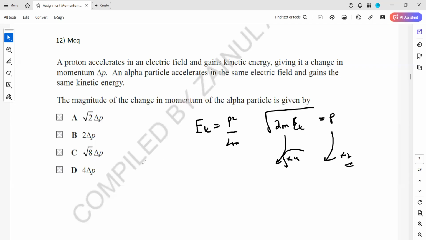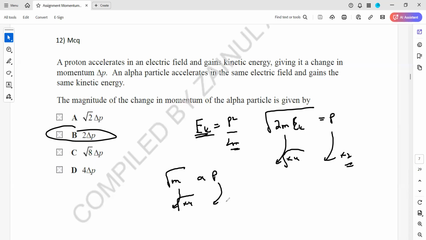So what will happen to momentum? The momentum will be 2 times. Because in this relation, you always check that Ek is constant. So the relation between the momentum and the mass is that under root m is directly proportional to p. So if the mass is 4 times, but it varies with the root, under root 4 is what? Under root 4 is 2. So this will increase by 2. Is it clear discussion?